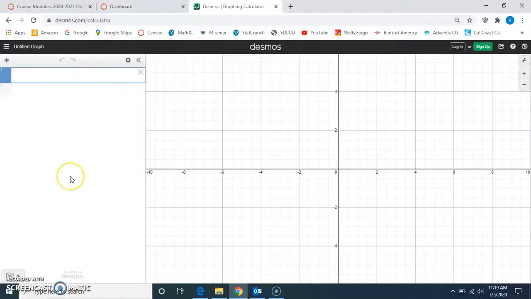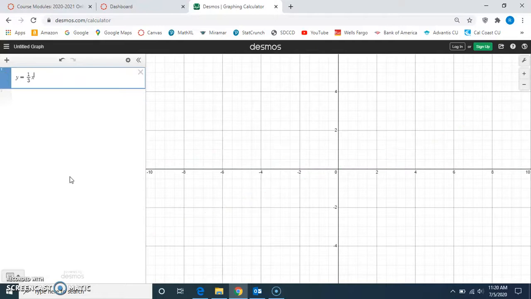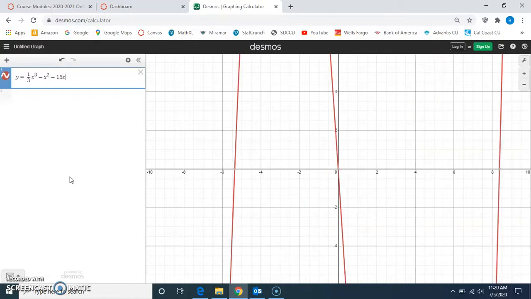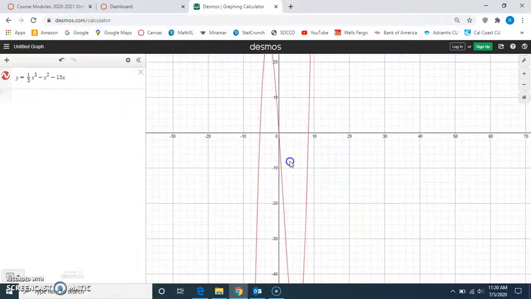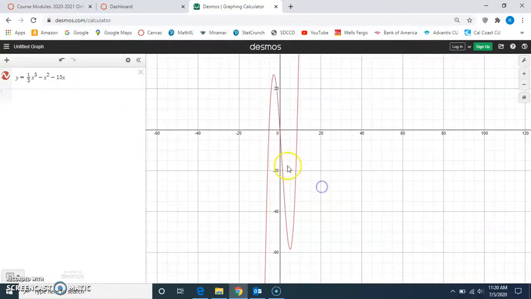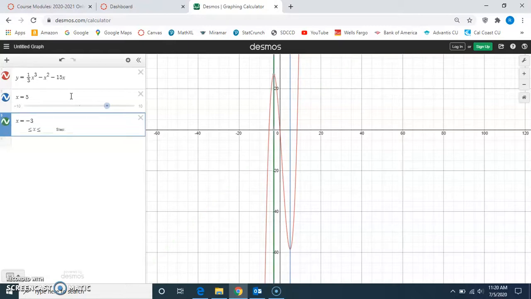Here we are in Desmos, just going to run through some of those examples again. So we started with y equals 1/3 x to the third minus x squared minus 15x. So that was our function, and it's got that cubic sort of shape. And we found the critical numbers to be at x equals 5 and x equals -3.